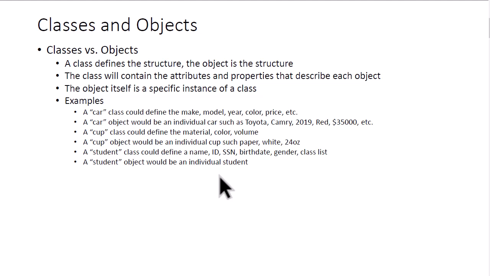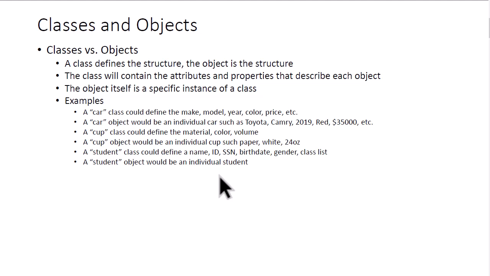And finally, our third example would be a student. Think of yourself. You have a name, you have an ID, you have a social security number, you have a birth date, you have a gender, you have a list of classes you're attending, you have a height, you have a hair color, you have an eye color, you have all sorts of things that define you as a student and you as a person.